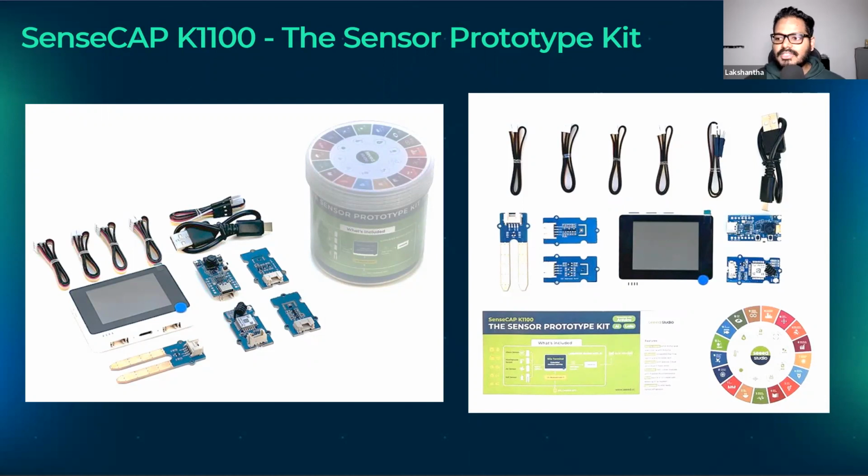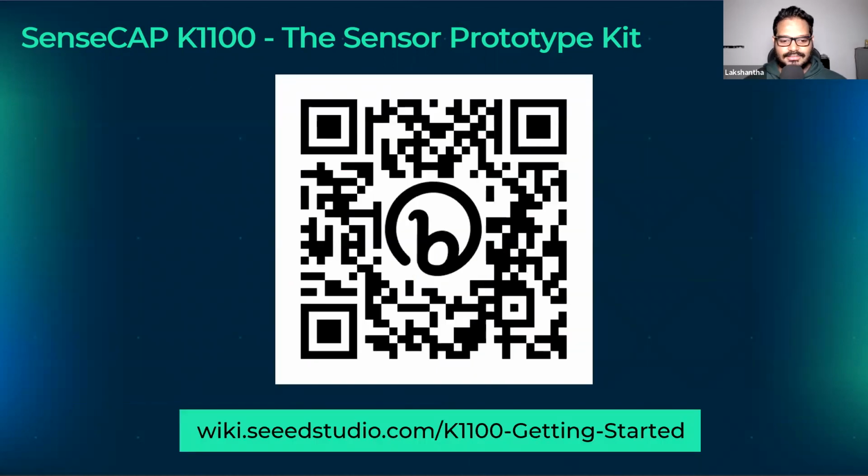So you can either buy this module separately, or buy this kit, where the Grove Vision AI module comes inside this kit. And after you buy this kit, if you want to get started with it, you can visit this wiki page, or else you can scan this QR code to access it.